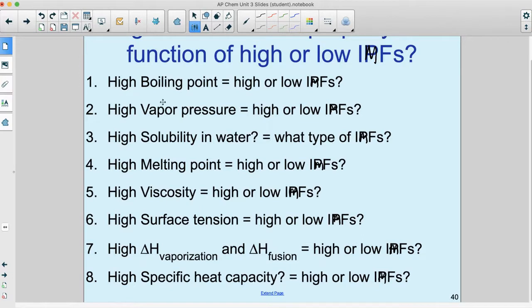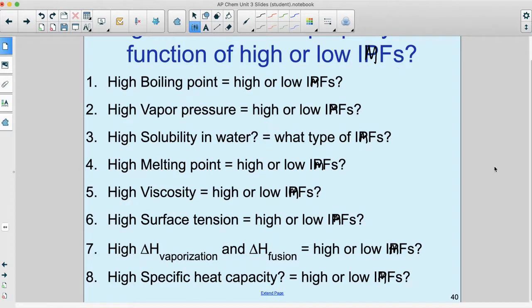So we can look at these different properties and decide, are we going to have high or low IMFs? Does high boiling point go with high or low IMFs? Does high vapor pressure, how much vapor a liquid produces when sealed, go with high or low IMFs? So we can look at all of these different things, and we will start off with this list of properties and figure out, do we have high or low IMFs if we have high values for these properties.